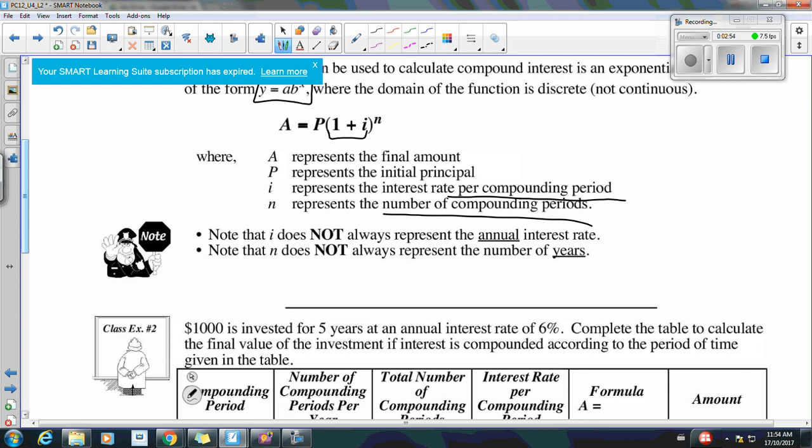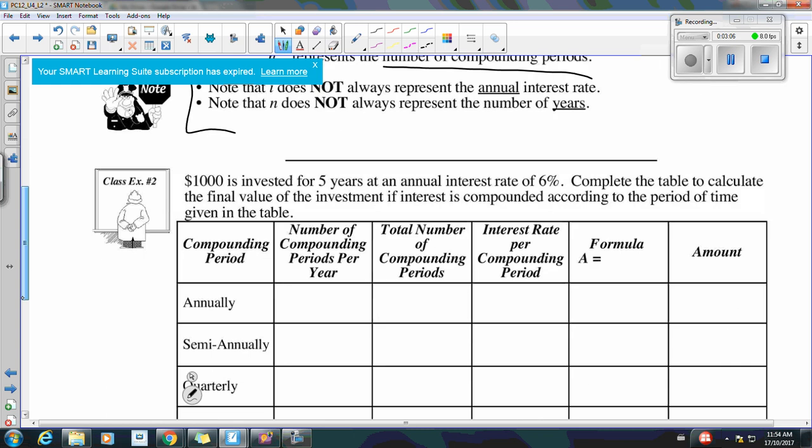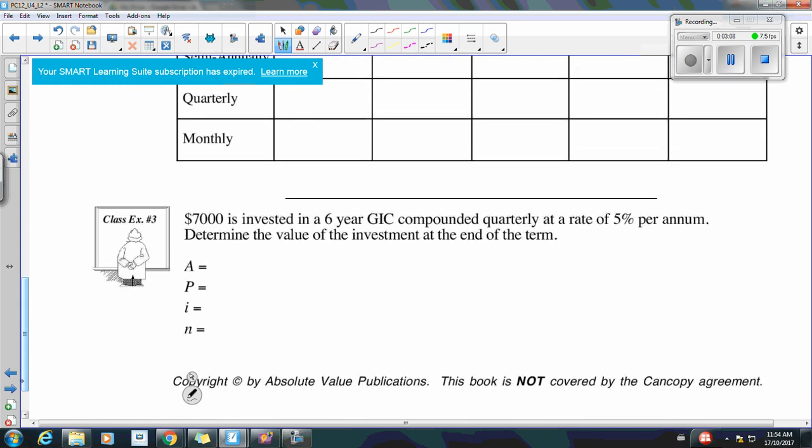This is the biggest mistake people make. Note that I does not always represent the annual interest rate, and N does not always represent the number of years. So we often need to change the interest rate and the number of compounding periods based on the information we're given. So we're going to go down to example 3 here.